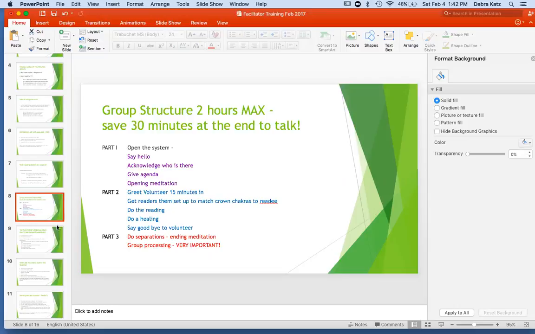Okay, so the group structure: the practice group should not be more than 2 hours. Some facilitators tend to go, like the evening ones, I think they tend to be done in an hour and a half. And doing things in a concise manner is a skill that not everybody has.